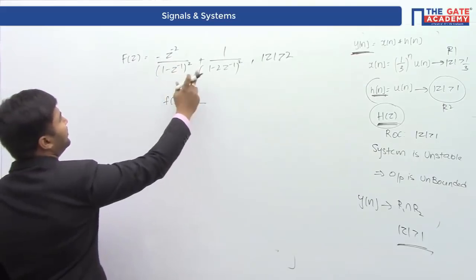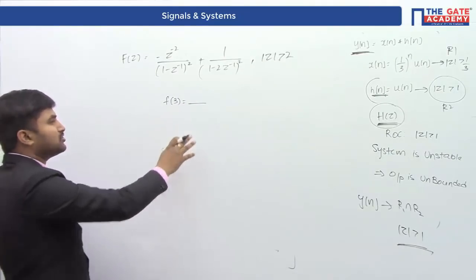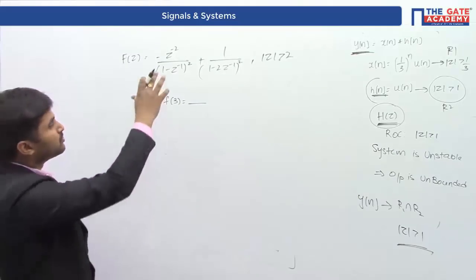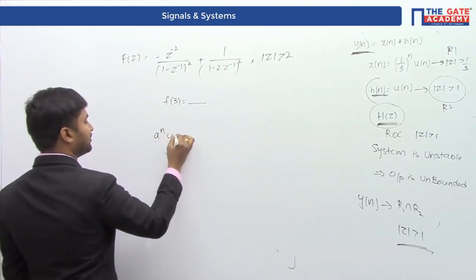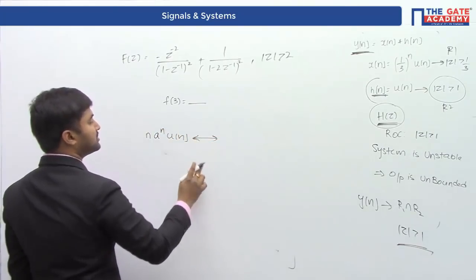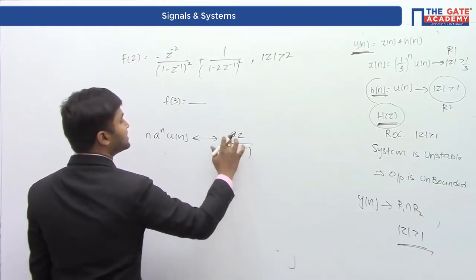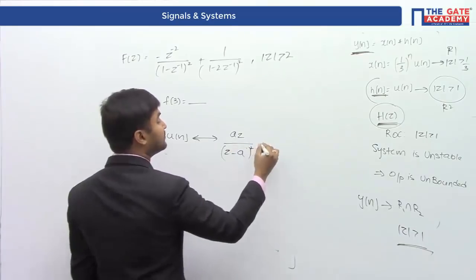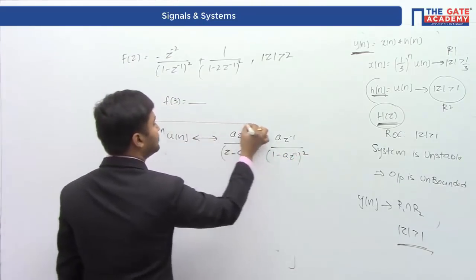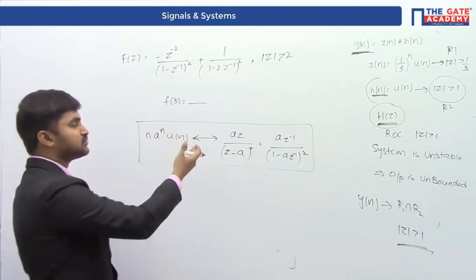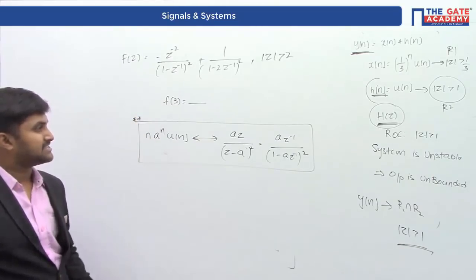F of z is having two components, and the ROC is given as mod z greater than 2, and we have to find f of 3. This model question, in a way, was already asked in a previous GATE. We tried to improve this question and make an excellent question. What we know is that for a signal a^n u of n multiplied by n, the z transform is a z/(1 - z^-1)^2. I'm sorry, a z/(z - a)^2, or in terms of z inverse, a z^-1/(1 - a z^-1)^2. This is a standard function in the z transform which has to be remembered. If you don't remember this, it's very difficult to solve this problem. It is an important formula as far as the GATE examination is concerned.